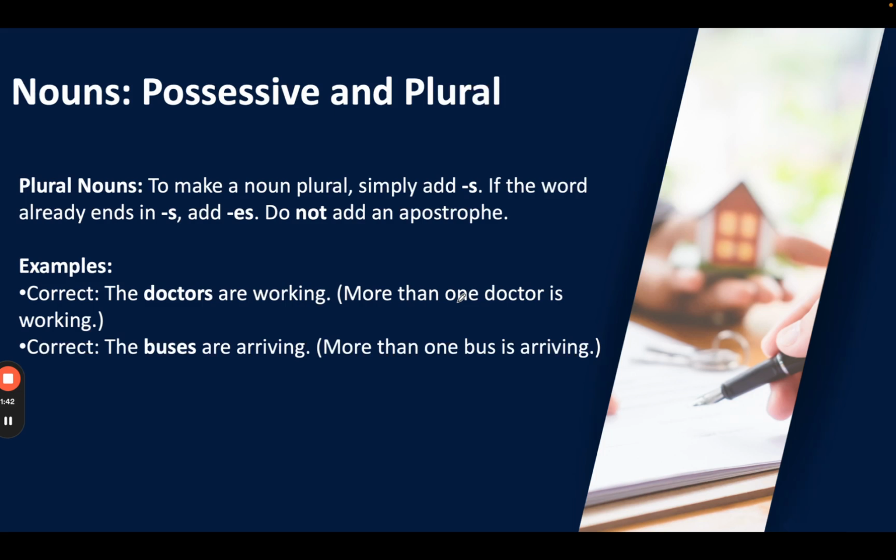Now when it comes to plural nouns, we basically add an s or es to make something plural, right? Look at this example. The doctors are working. Now we are talking about plural doctors. Many doctors are working, so we simply added an s to the noun doctor. That is how it became plural. The buses are arriving. Again, we are talking about many buses, more than one bus is arriving. That is why we've used es over here to make bus plural. This is simply the plural form of the nouns. How do we create a plural form? By adding an s or es.